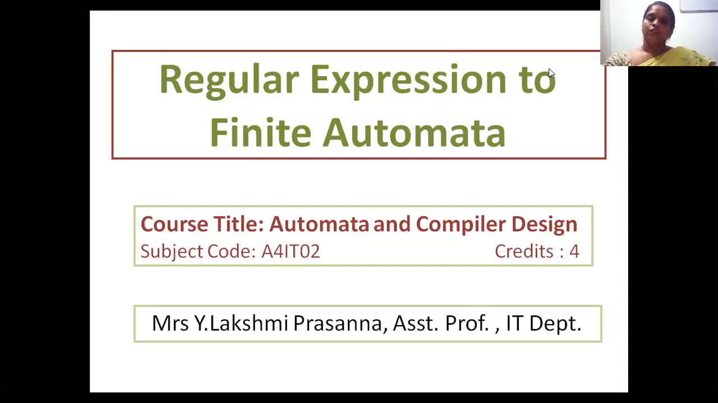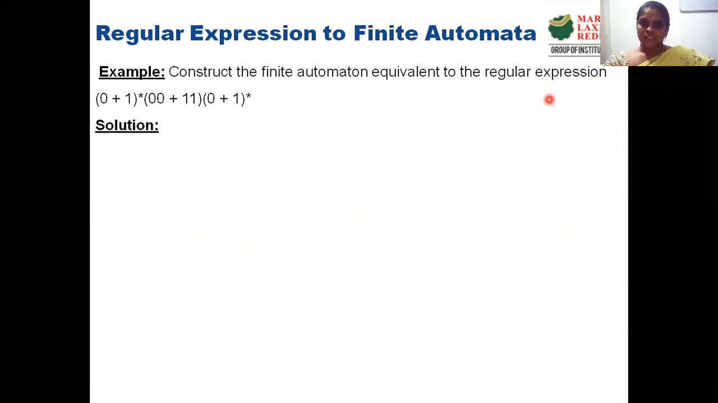Welcome back everyone. Today we are going to discuss an example of how a regular expression is converted into a finite automata. Now coming to this example, let us take a regular expression like (0+1)*(00+11)(0+1)*. This expression represents the set of strings which have either 00 or 11 as a substring, where it can have either 0 or 1 at the beginning or at the end.